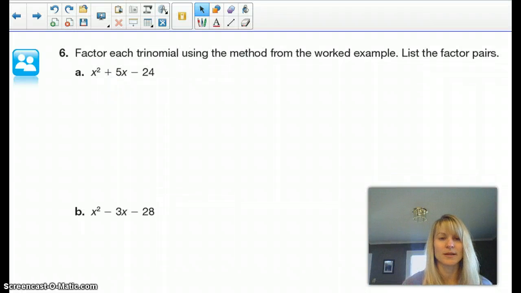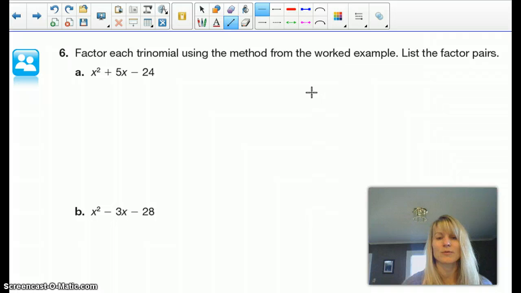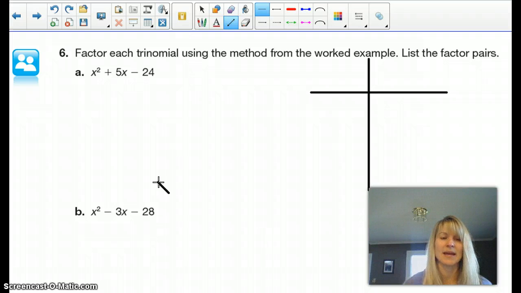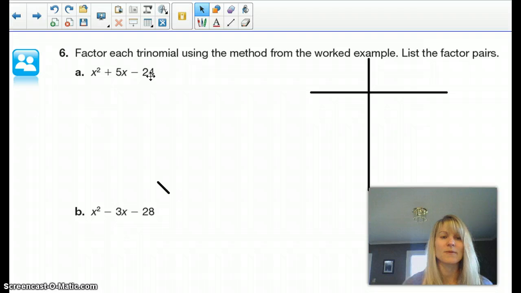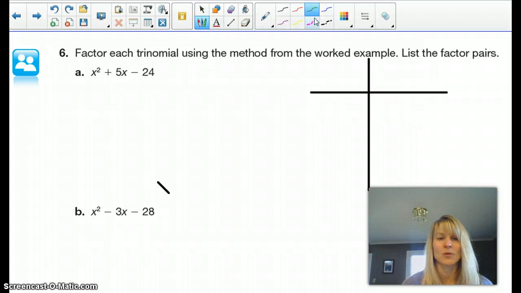And you can use that box method we just did if you like that the best. I like more of what I make like a T-chart here. And I look at this and I say, I need factors of negative 24 to add to 5x. So I take my C term, negative 24, and I put it here. So the factors, I have to find factors of negative 24.